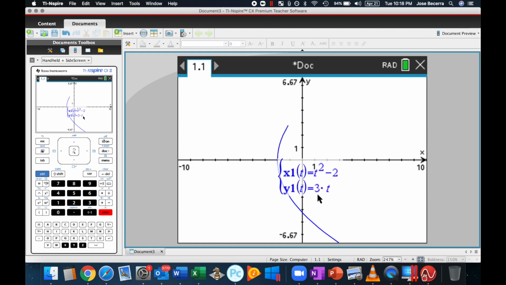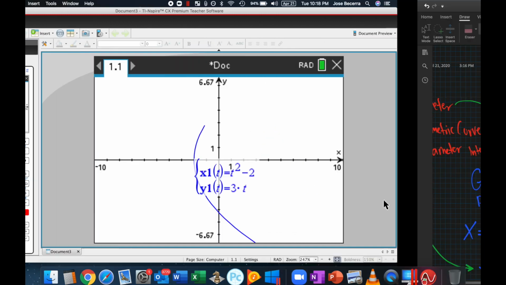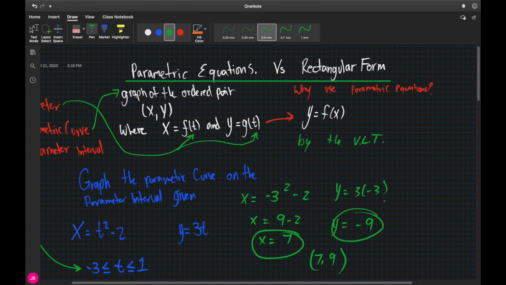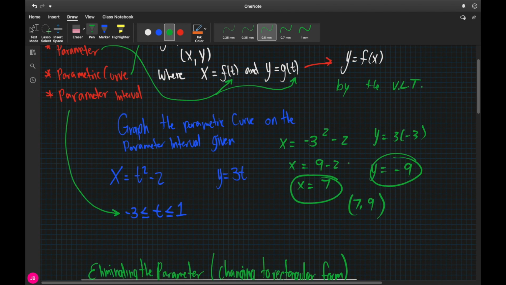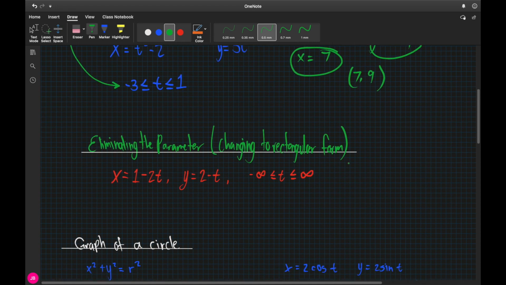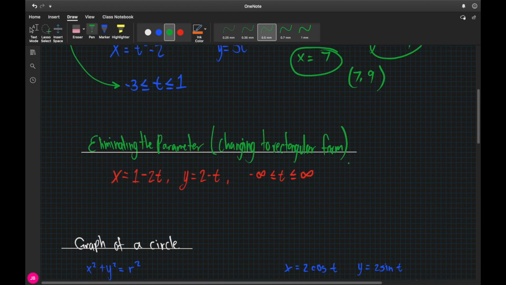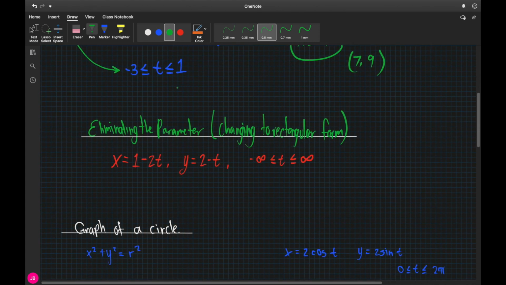When we press enter, we graph it and we see that it looks pretty much the same as what we got with Desmos. So either one of these is going to be okay. Whichever one you want to work with is fine with me. Just know that I think it's a good idea for you guys to be well versed in both of them. Now let's talk about eliminating the parameter, so changing something to a rectangular form.